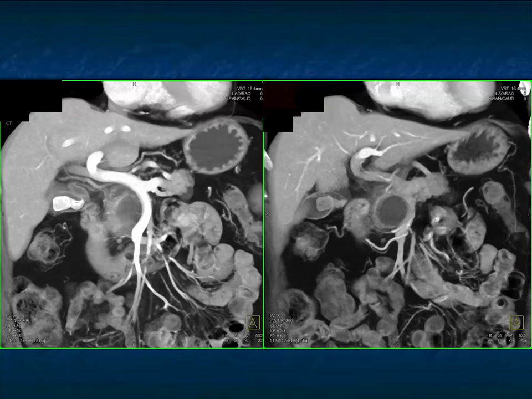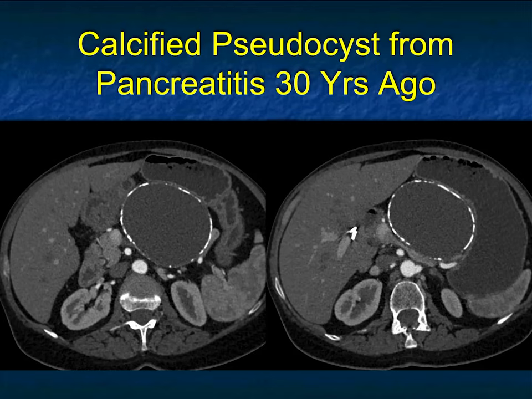Again, the appearance: water density, well-defined, sharp margins. The vessels occasionally can be compressed if pseudocysts get large enough. Most of the time, the vessels look okay. Pseudocysts occasionally, though it's rare, like this case, can calcify over time. In patients with repeated episodes of pancreatitis, you may see pseudocysts and glandular calcifications.